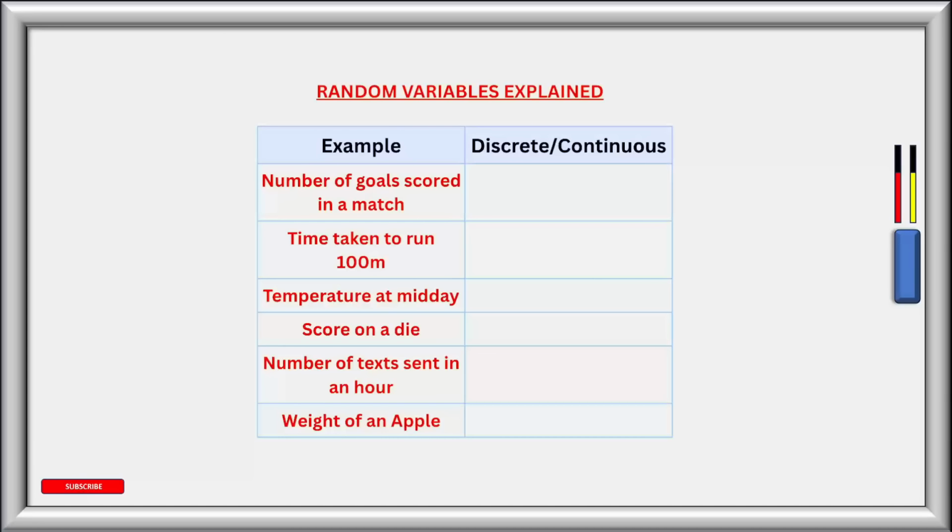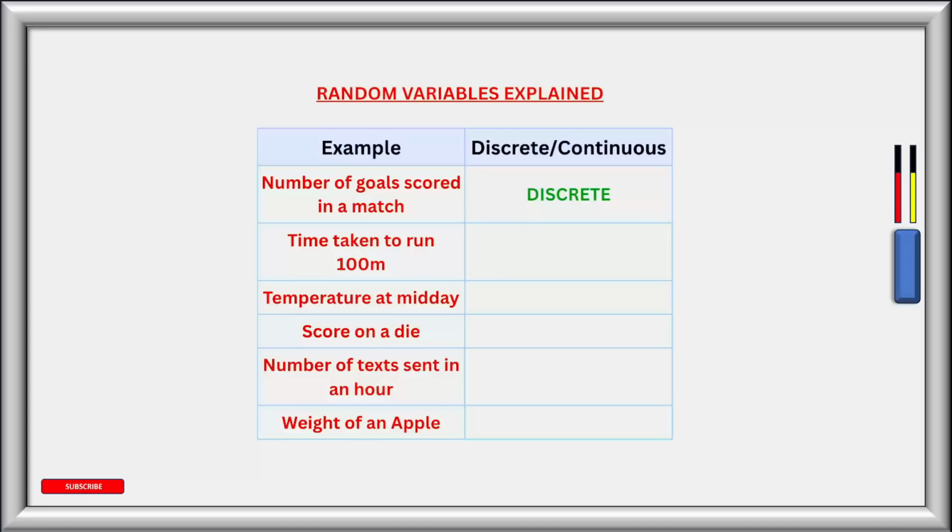Let's now look at some examples and try and identify whether a variable is discrete or continuous. So if you'd like to play along, pause the video now. So our first example is the number of goals scored in a match. Is this a discrete or continuous random variable? If you'd like to play along, pause the video now. So this is a discrete random variable because it's something that we can count.